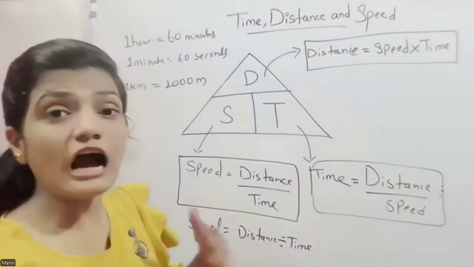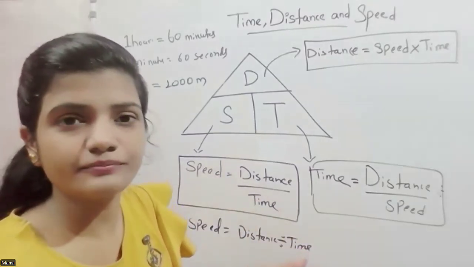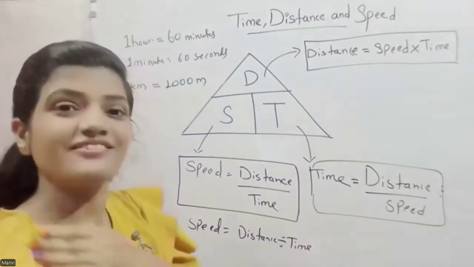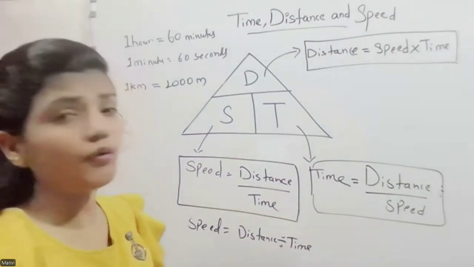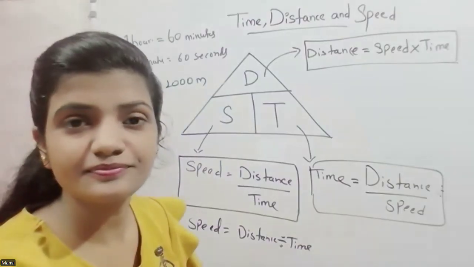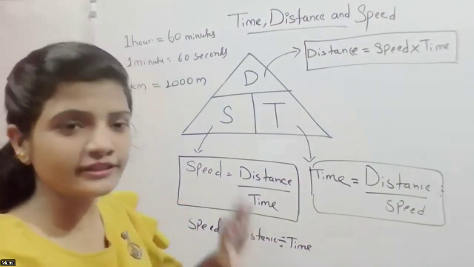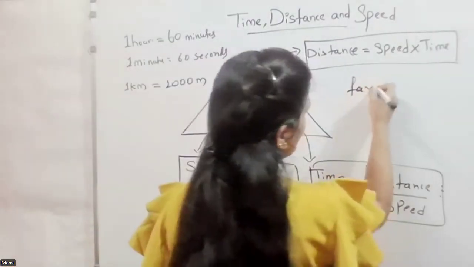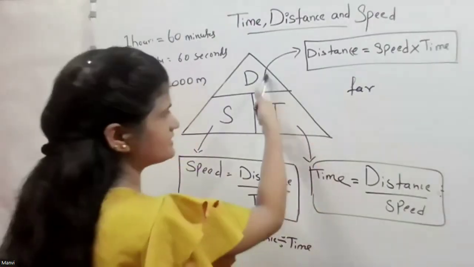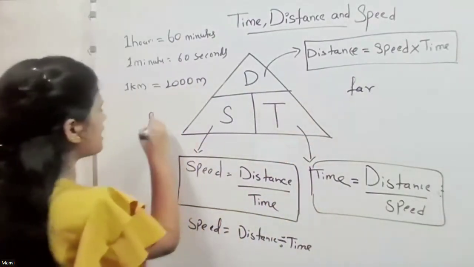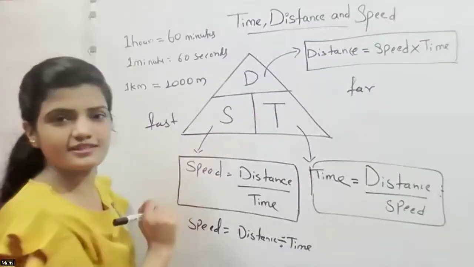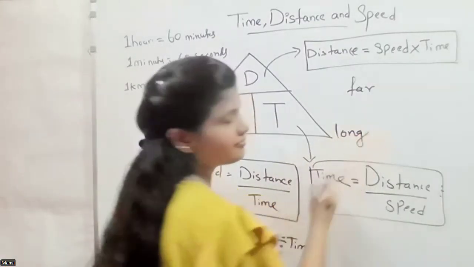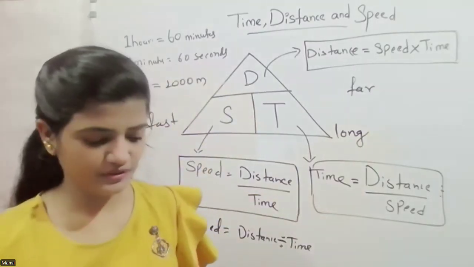If it says how fast is it moving, is it speed? Very good. If it says how long did it take? Time. Very good. So these are a few clues. How far means distance. How fast means speed. And how long means we need to calculate time.